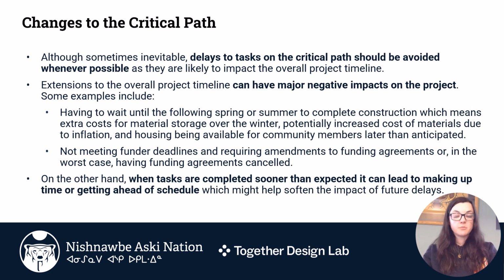Although sometimes inevitable, delays to tasks on the critical path should be avoided whenever possible, as they are likely to impact the overall project timeline. Extensions to the overall project timeline can have major negative impacts on the project. Some examples could include having to wait until the following spring or summer to complete construction, which means extra costs for material storage over the winter, potentially increased costs of materials due to inflation, and housing being available for community members later than anticipated.